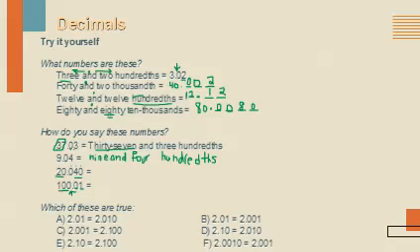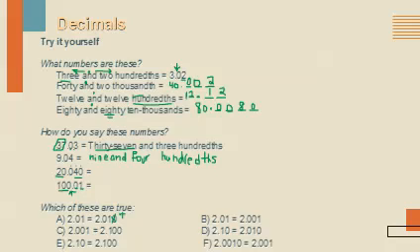Let us look at this exercise. Which of these are true? Let us check if these are true or not. Is 2.01 the same as 2.010? Of course, because this 0 is useless. All the zeros that are to the right are useless, so this is true.